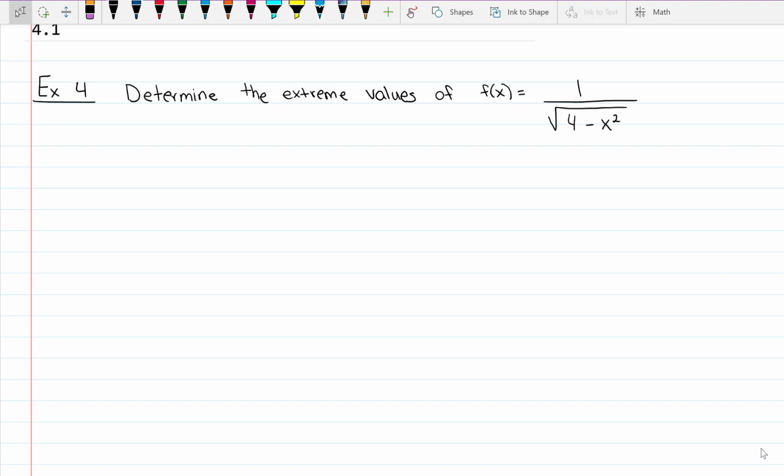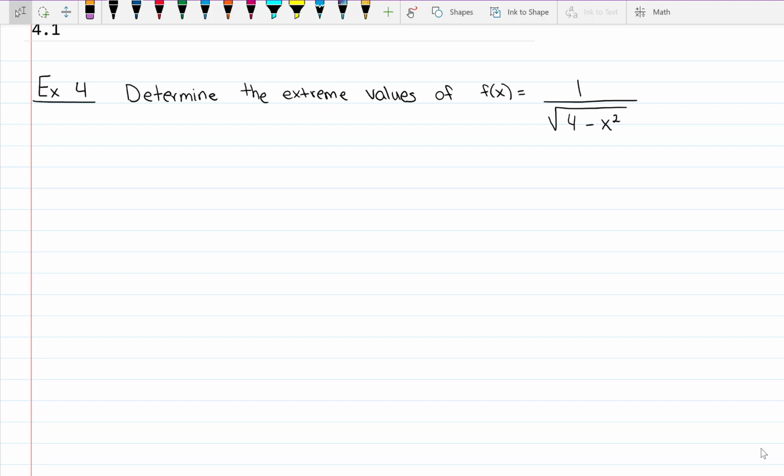Alright, welcome back. Today we're going to look at another section from 4.1. We're going to focus in on example 4, which is to determine the extreme values of a specific function. Previously we used the graphs and we looked at taking the derivative and setting it equal to 0, which is very similar to what we're going to be doing today.